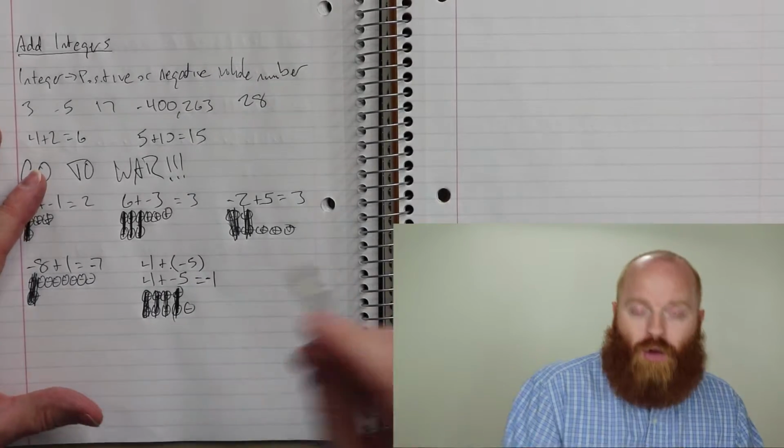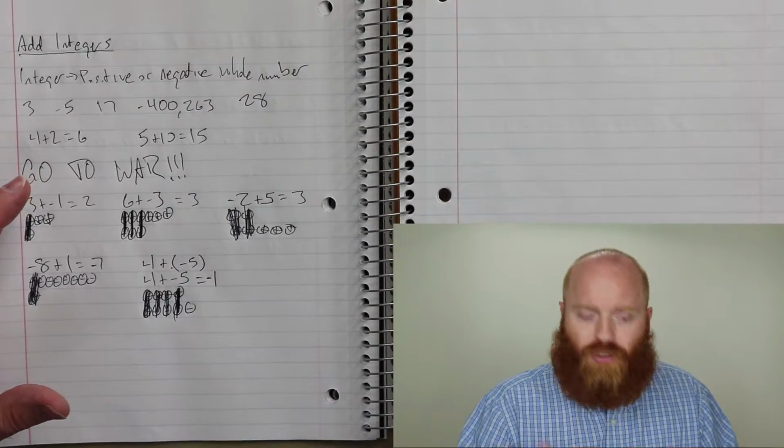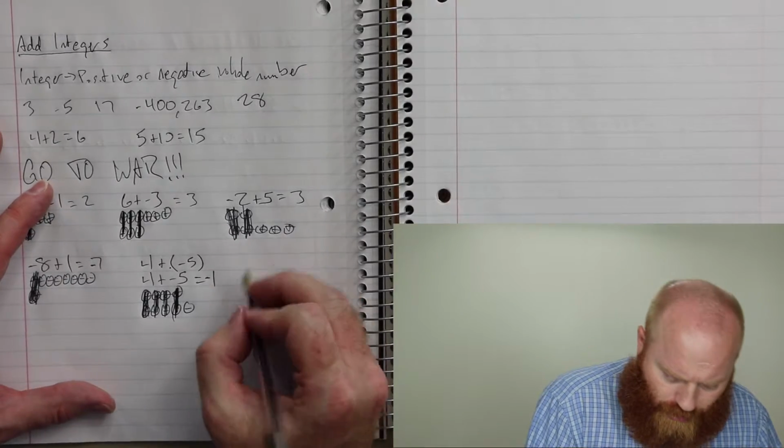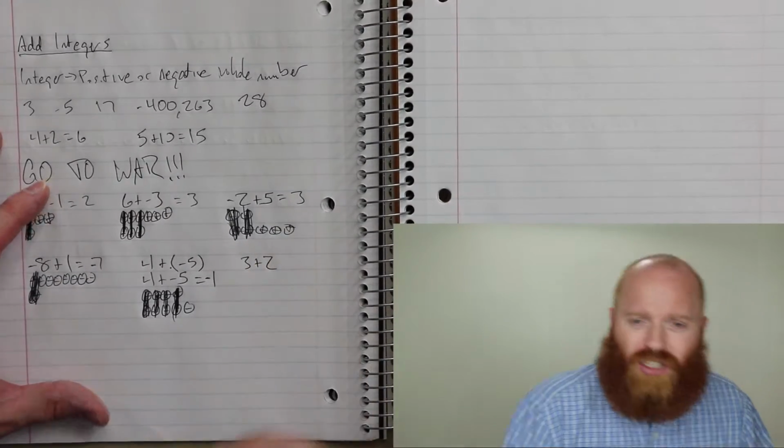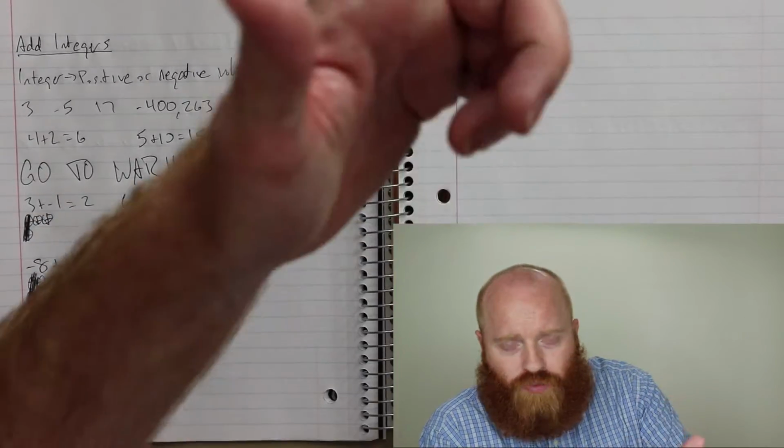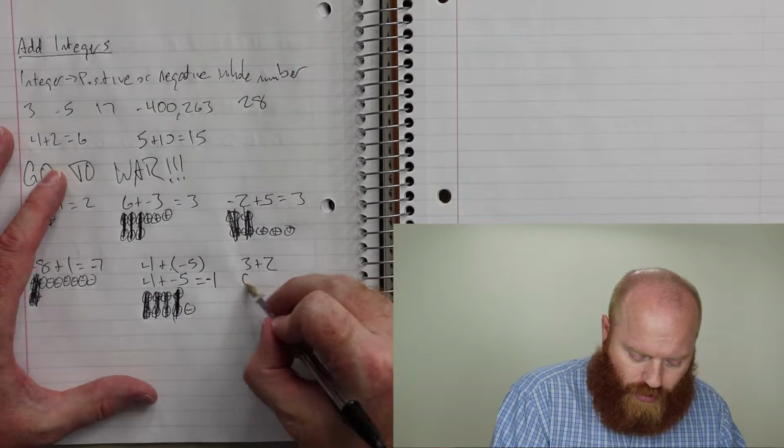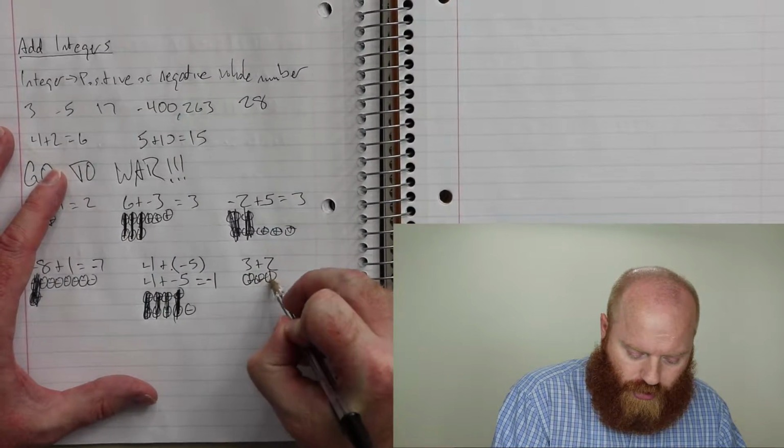All right, let me talk to you about something that you already know, something like 3 plus 2. So you've got 3 plus 2. You already know it's 5. I'm just showing you with the good guys and bad guys. 1, 2, 3, good guy, good guy, good guy.